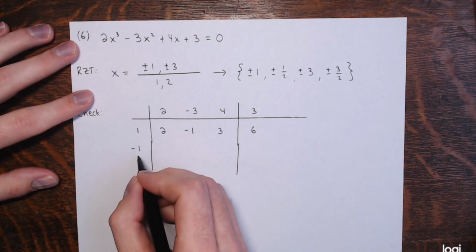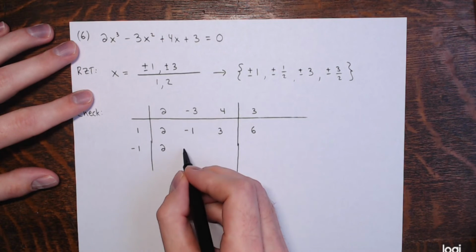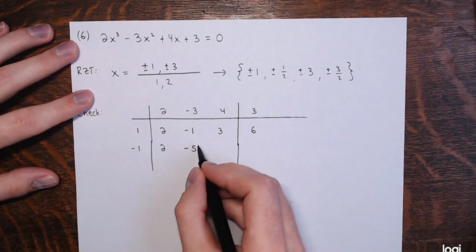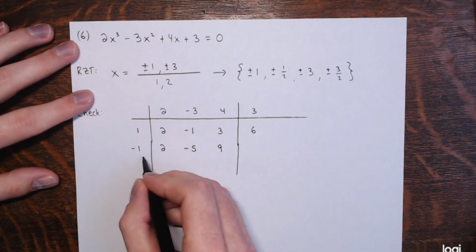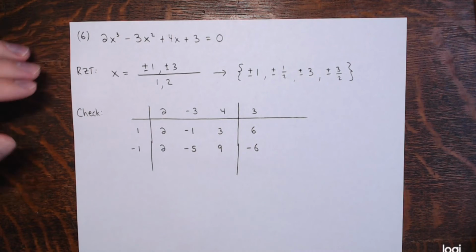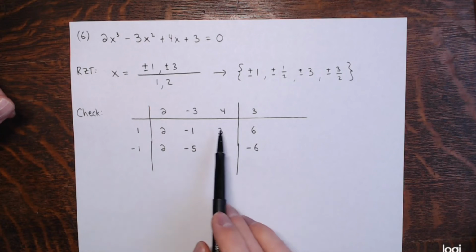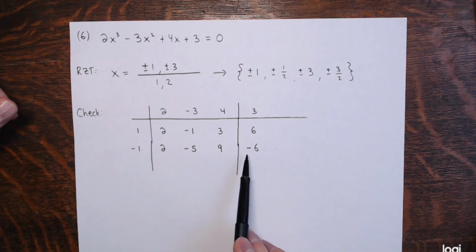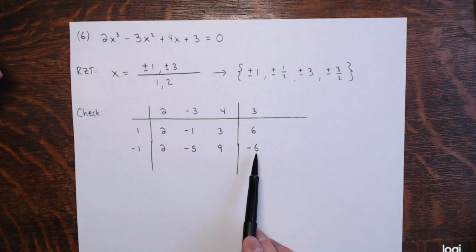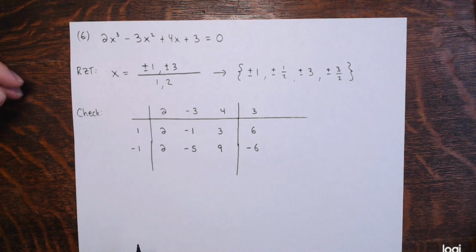How about negative 1? Negative 2 plus negative 3 is negative 5. Positive 5 plus 4 is 9. And then negative 9 plus 3 is negative 6. So just like the last example, I'm noticing when I plug in 1, I get a positive. When I plug in negative 1, I get a negative. And being a continuous function, right, a polynomial function, by the intermediate value theorem, there's got to be at least one 0 between x equals 1 and x equals negative 1.